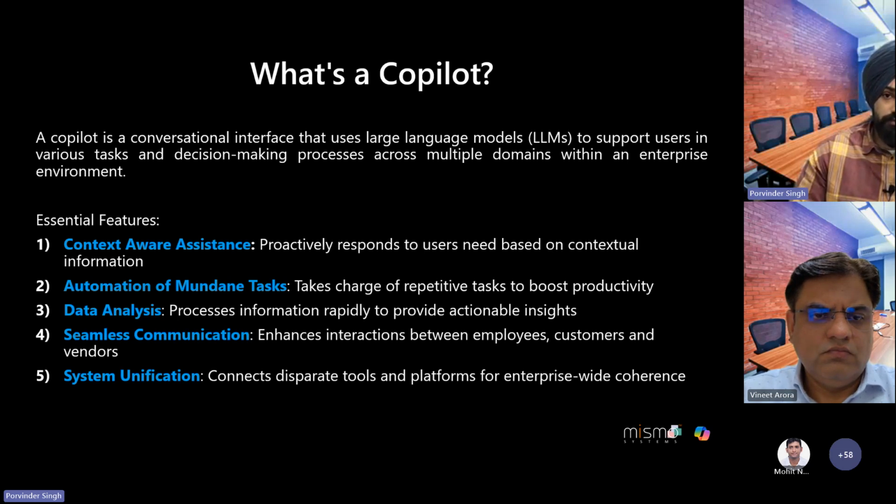Some key features of a copilot include its ability to give context-aware assistance, where it can proactively respond to the user's query based on the past conversation that it has had with the user. It can also help in automating some tasks using Power Automate, where we can integrate the ability to run workflows and carry out repetitive tasks using automation, which in turn helps in boosting the productivity of the end user.